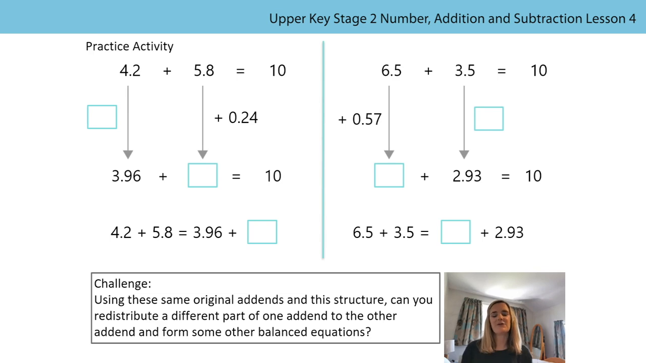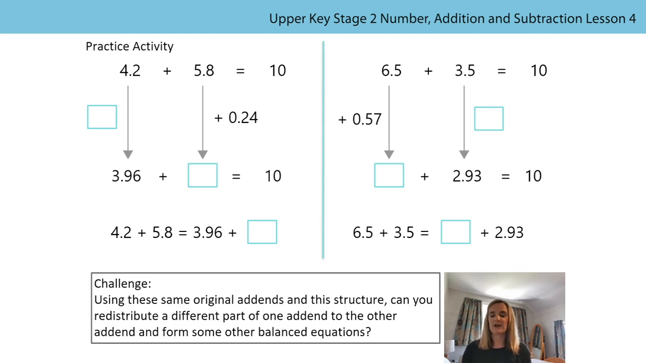Okay, so now it's time for your independent practice. You're going to start with having a look at these equations at the top and filling in all of these empty boxes, just like we did on the previous slide. And the same here for 6.5 and 3.5, and fill in all of those empty boxes. Carefully consider our sentence, which was if we increase one addend by one amount, we need to decrease the other addend by the same amount to keep our sum the same.